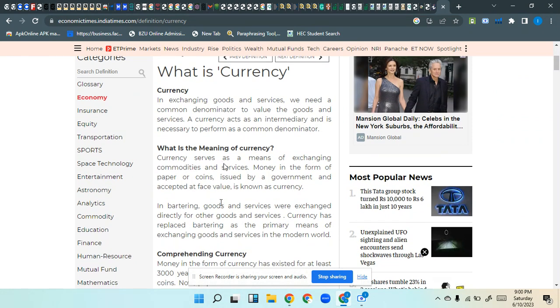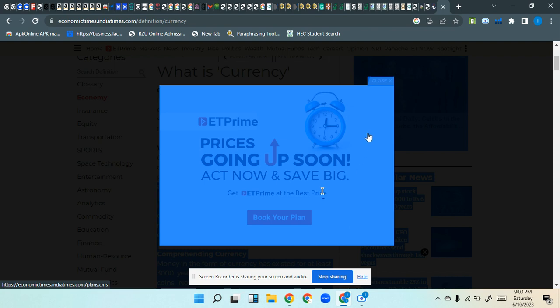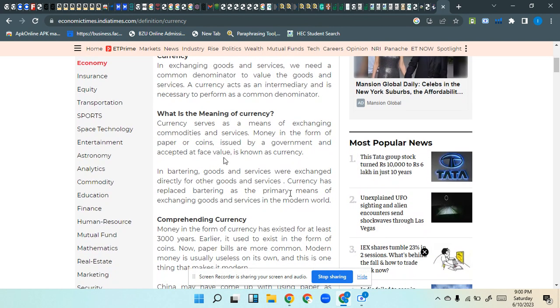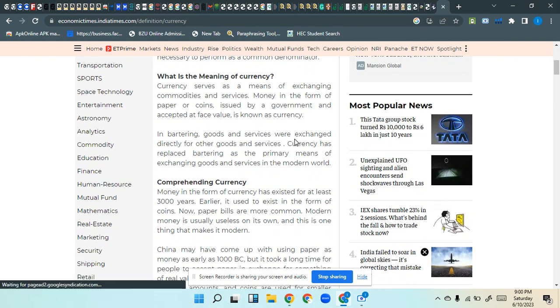Currency serves as a means of exchanging commodities and services. Money in the form of paper and coins is issued by a government and expected to be accepted at face value as currency. So where goods and services were once exchanged directly for other goods and services, currency has replaced that as the primary means of exchanging goods and services in the modern world.